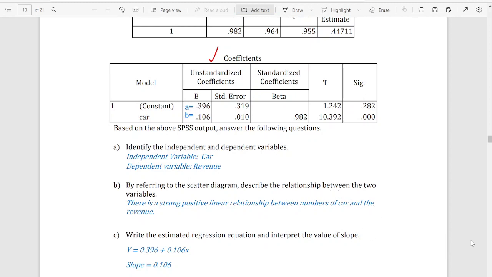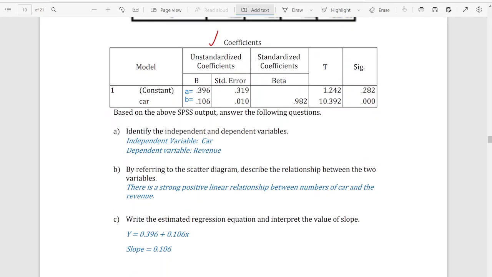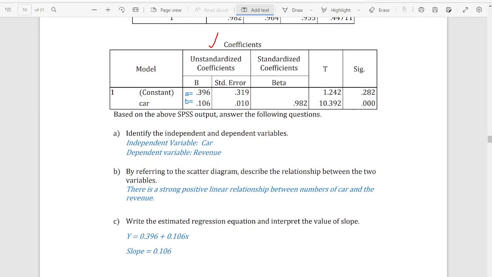And then the third question asks you to write the estimated regression equation. So this is what is required, and then interpret the value of the slope. The value of the slope is the value of B. Okay, so the value of the slope refers to the B value. So this is the value.